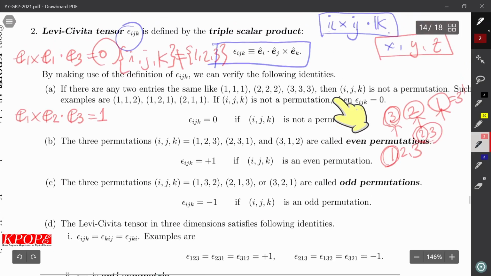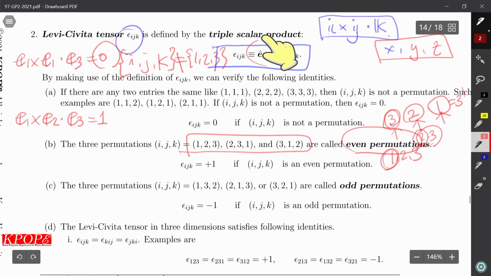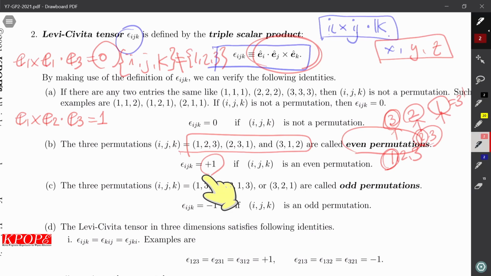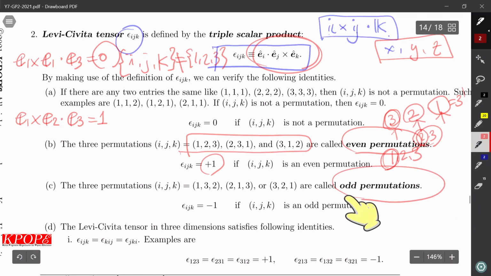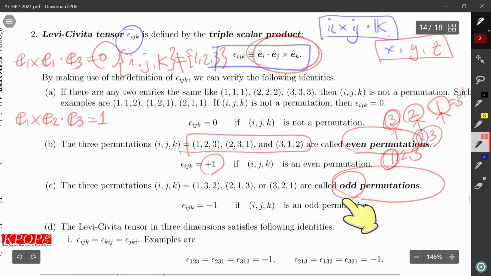That 3 factorial is 3 distinct permutations. Among 6 permutations, there are 3 permutations that are even permutations. That means this triple scalar product has a positive value, plus 1. There are 3 other cases among 6 permutations. They are called odd permutations.